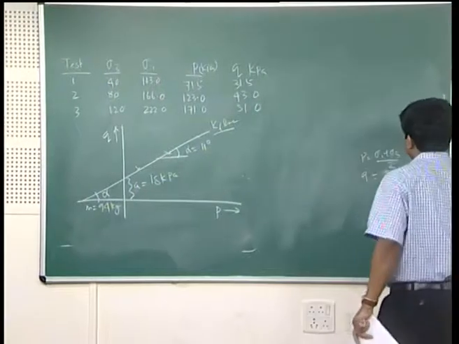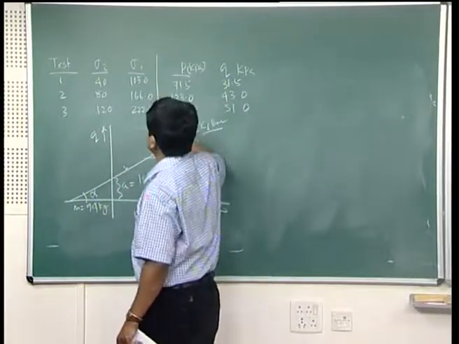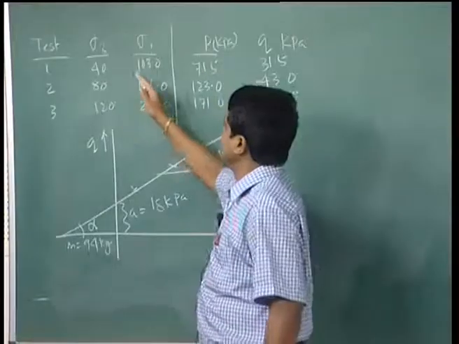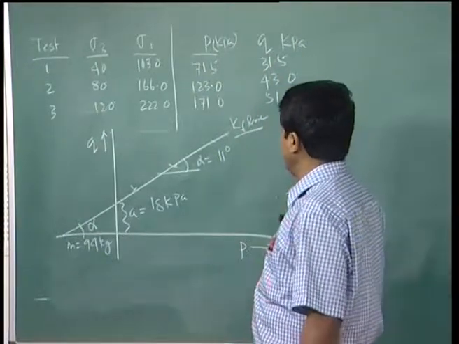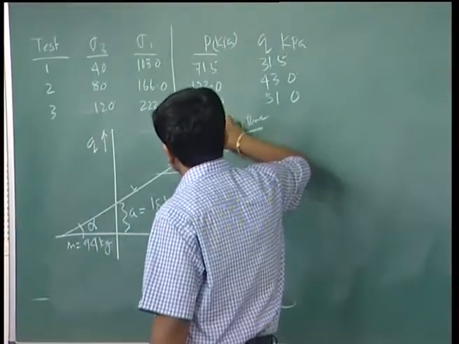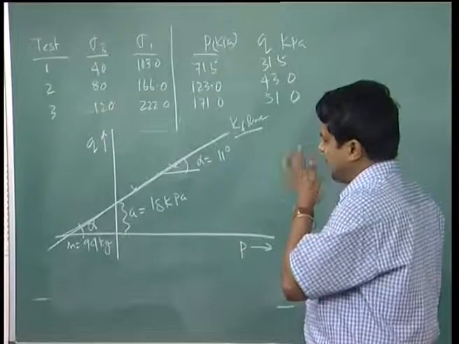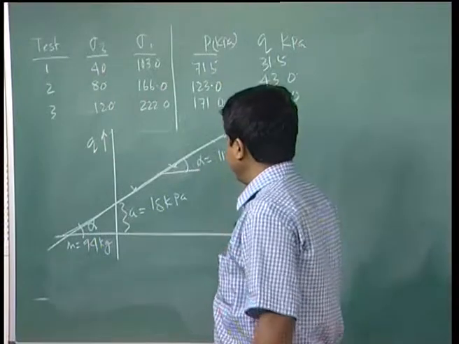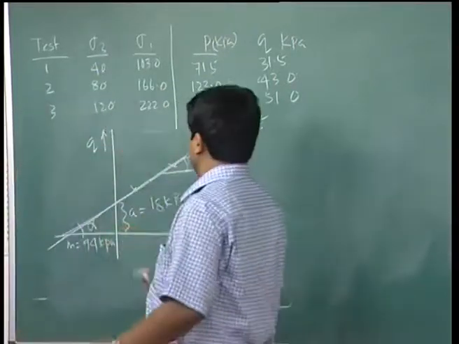These are the test data available from the triaxial, 3 tests, with sigma 3 and sigma 1 given. Now convert sigma 3 and sigma 1 to P and Q. Once you get P and Q, plot your PQ diagram and draw the KF line. This KF line has to be extended, it will intercept P at some angle alpha, then graphically you measure alpha, which is equal to 11 degrees. A and M you can find from this graph.